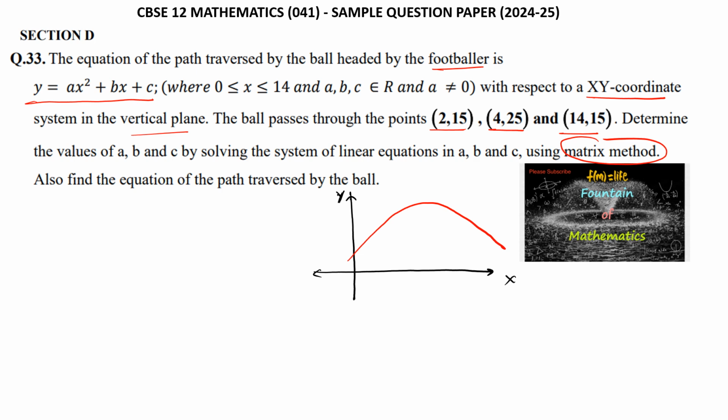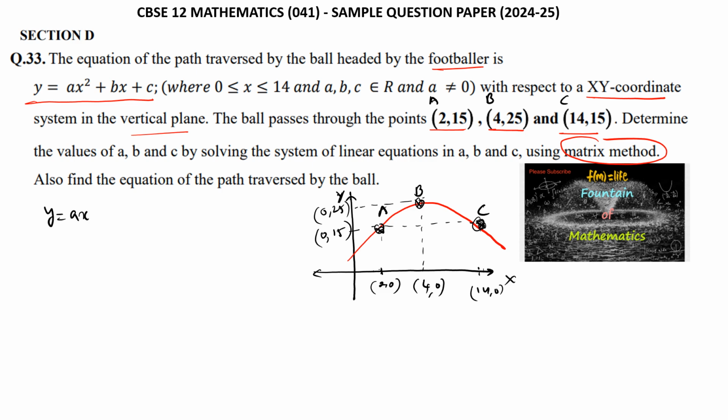And it passes through the points 2, 15. Let's say this point is A, 2, 15. Say this point is B, 4, 25. And the next one 14, 15, so this point is C, 14, 15. And the equation is y is equal to ax square plus bx plus c.